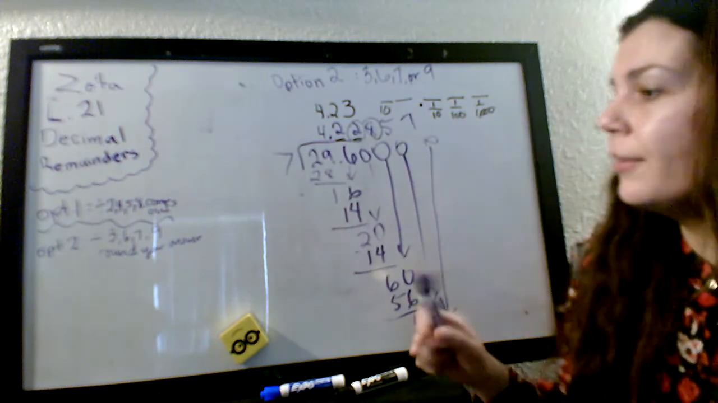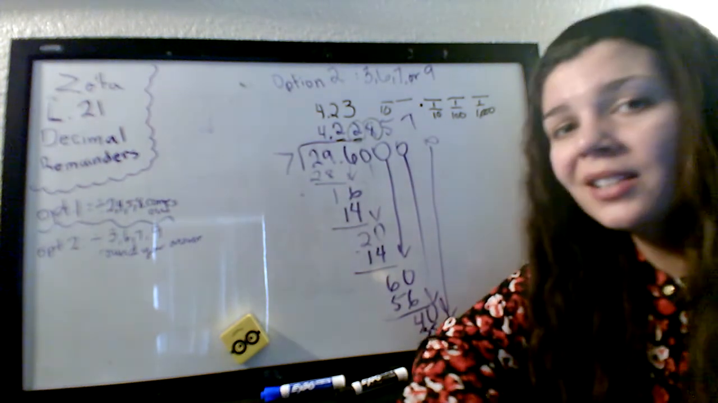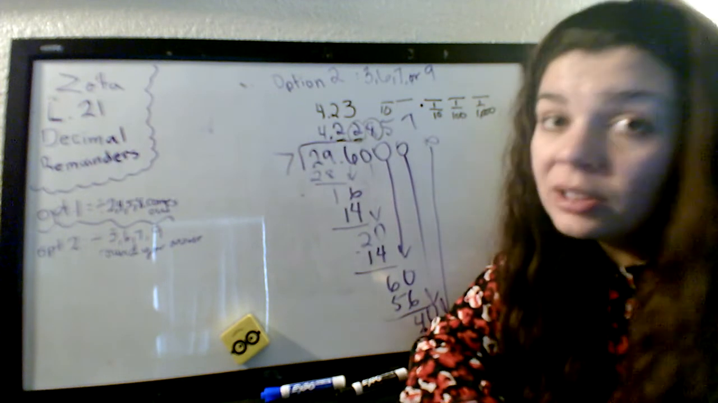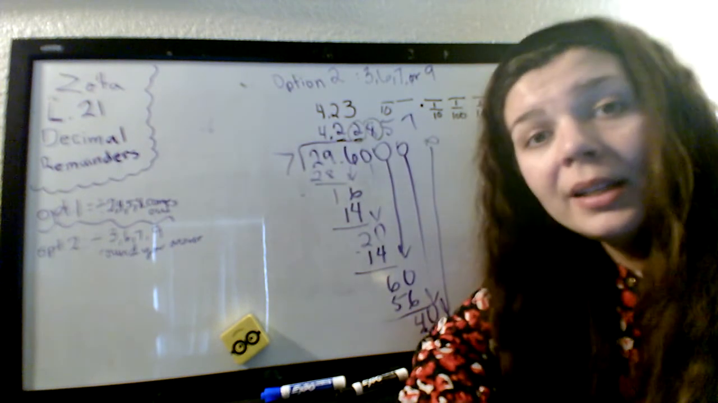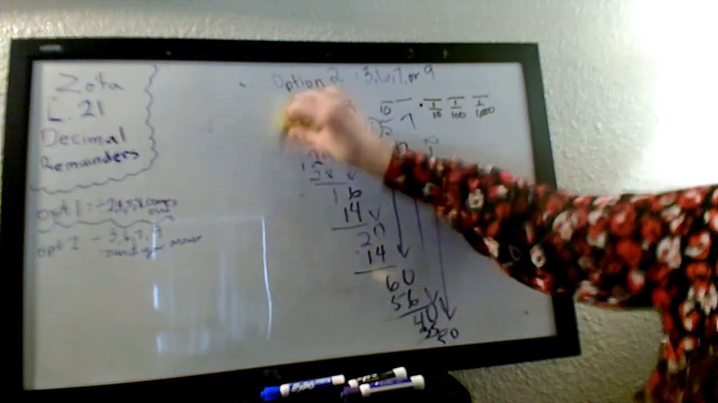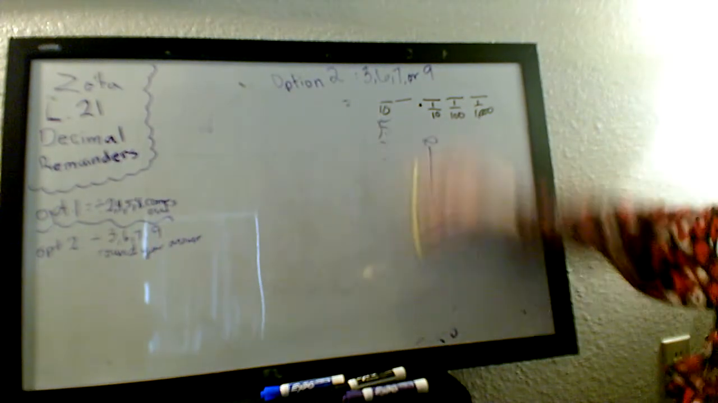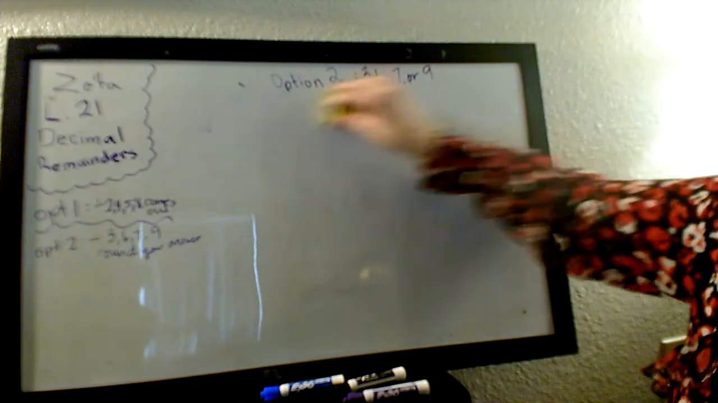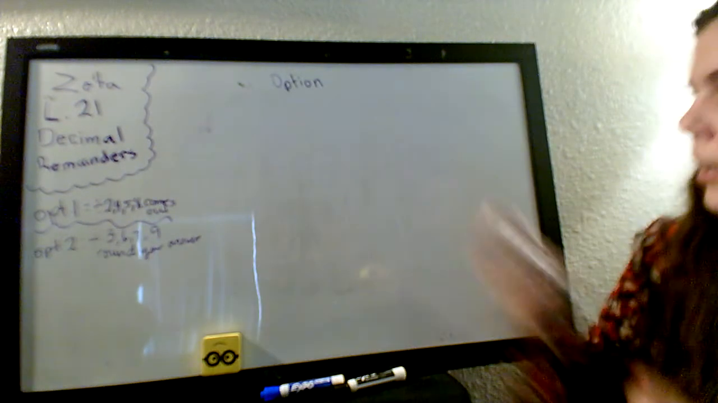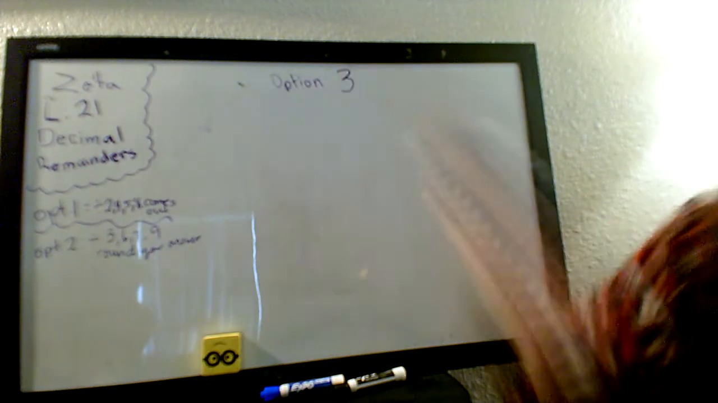So 3, 6, 7, or 9, you'll need to round your answer, and they will most likely tell you to round to the nearest hundredth, round to the nearest tenth, or round to the nearest thousandth. All right? Okay, so that was option 2. Now, let's try option 3.